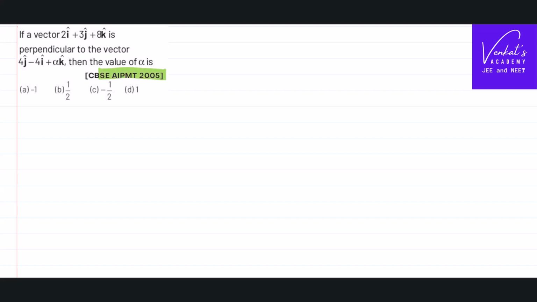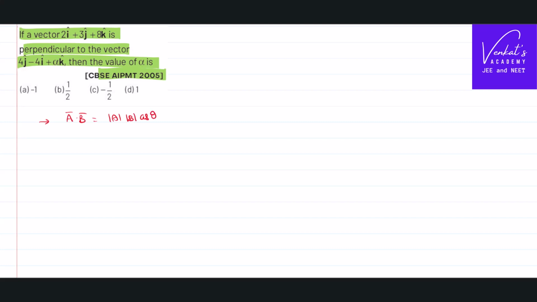It's a pretty old IIT question. Given that a vector is perpendicular to another vector, then what's the value of alpha? First of all, what happens if two vectors are perpendicular to each other? For that, you need to know how you define the dot product. We define the dot product as modulus of A, modulus of B, cos theta.